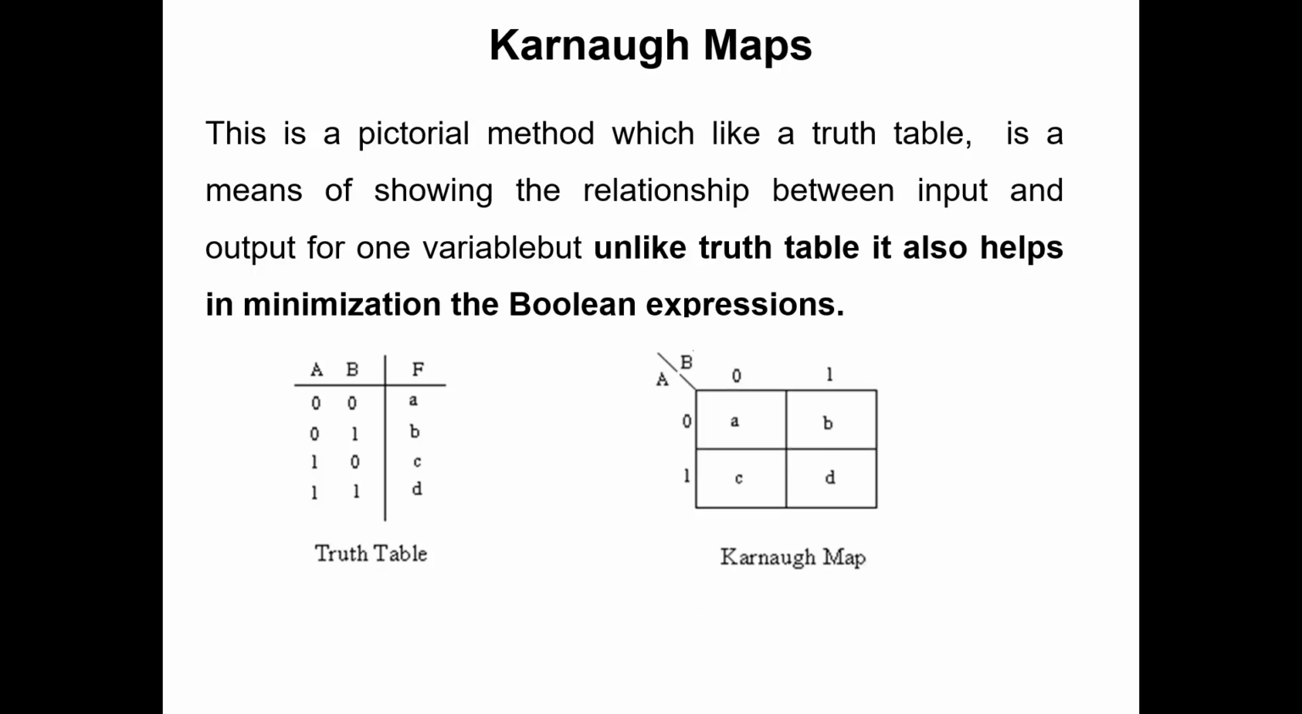The same information we can get from the Karnaugh map. These are the two inputs which are mentioned outside the boxes, and the value inside the box is the output. Here, when A is 0, B is 0, the output is A. When A is 1, B is 0, the output is C. It means we can get the same information as the truth table from the Karnaugh map for one variable only.